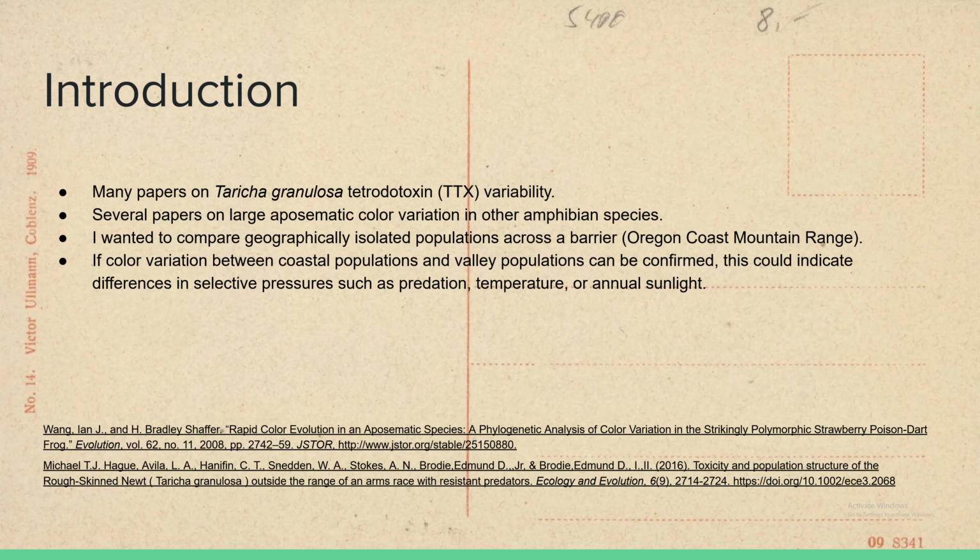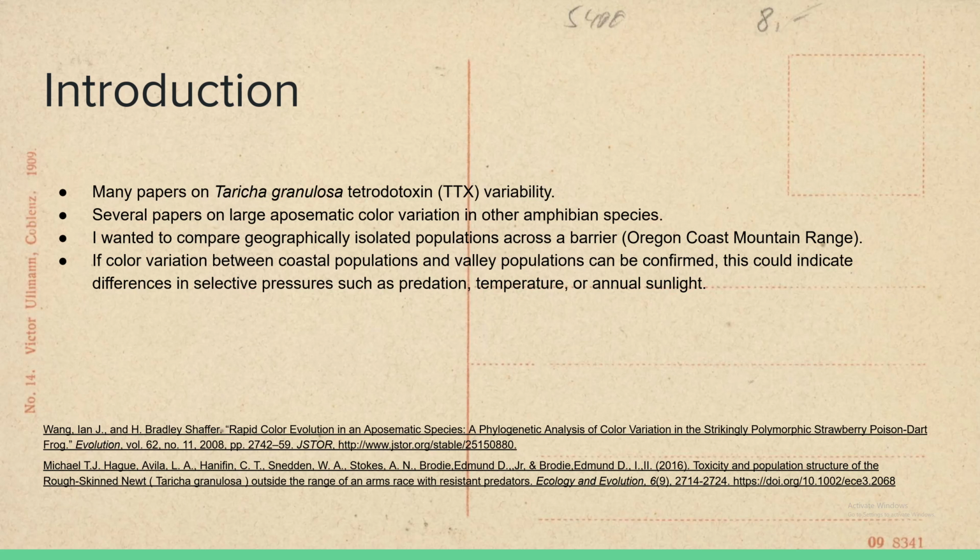There were not a lot of papers that I found that talked about the aposematic color variation that rough-skinned newts use to advertise their toxicity. I did find some papers on aposematic color variation in other amphibian species. I have one referenced here, the Wang and Schaefer paper, that talked about poison dart frog color variability.